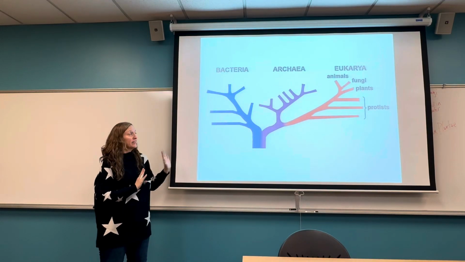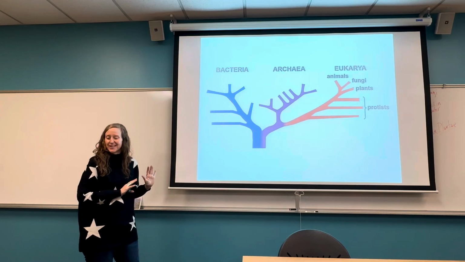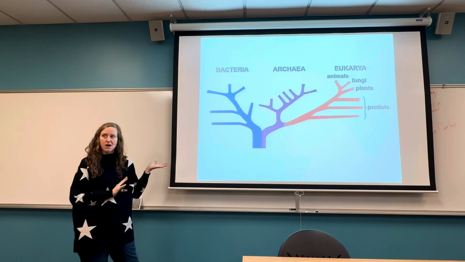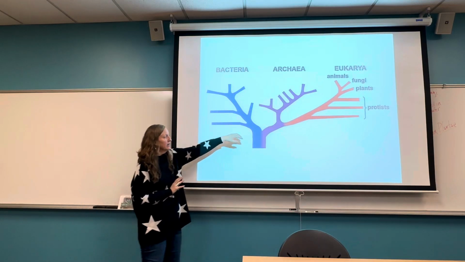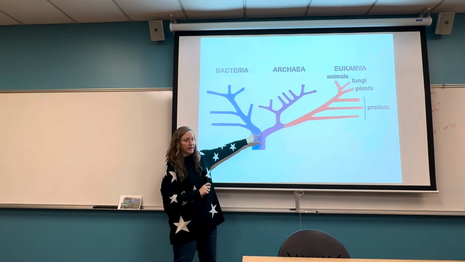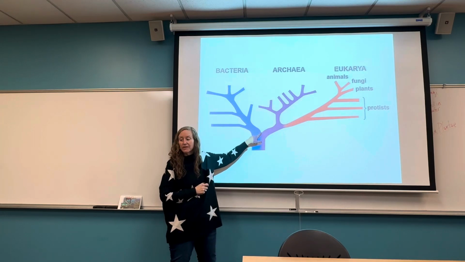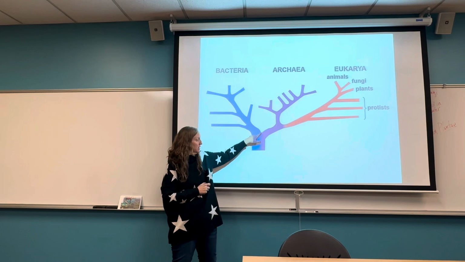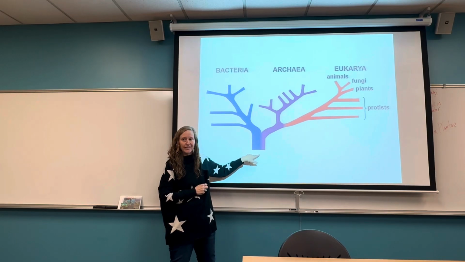Here's our phylogenetic tree. I would guess that you might see this again somewhere. The bacteria and the archaea have a branch here, which means that there's a common ancestor between the two of them. Remember that when we're looking at phylogenetic trees, every time you have a branch, it shows a common ancestry. This is the common ancestor down here.